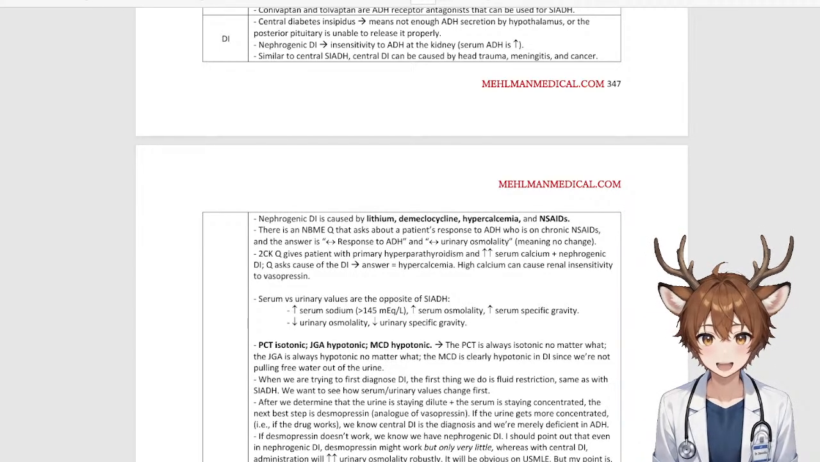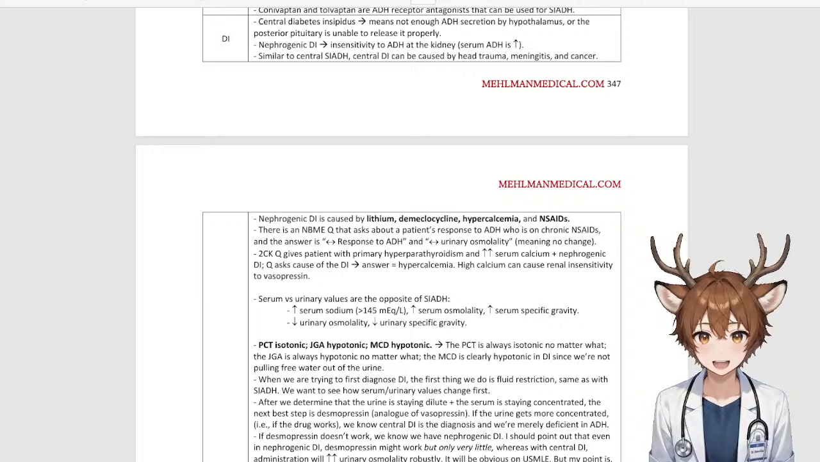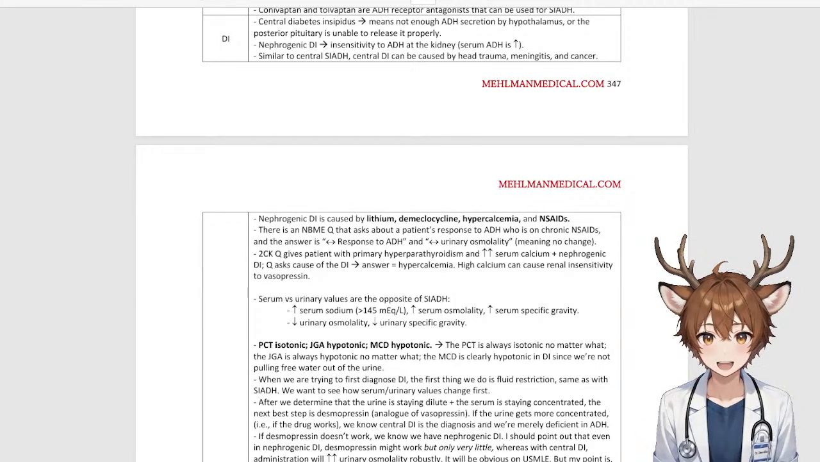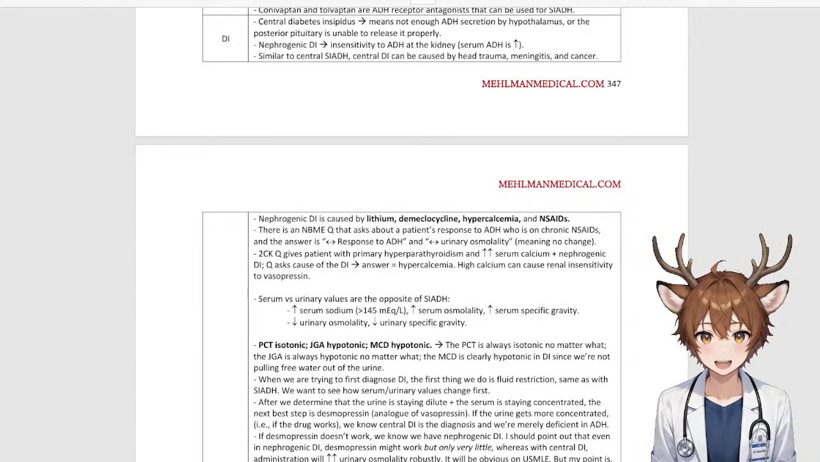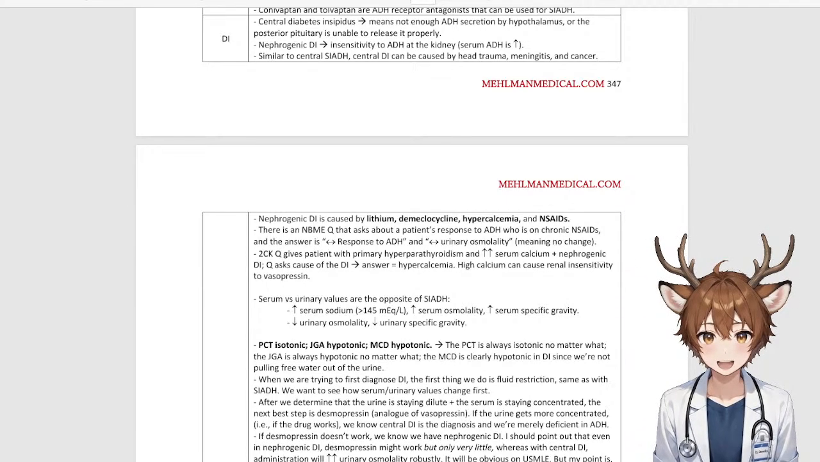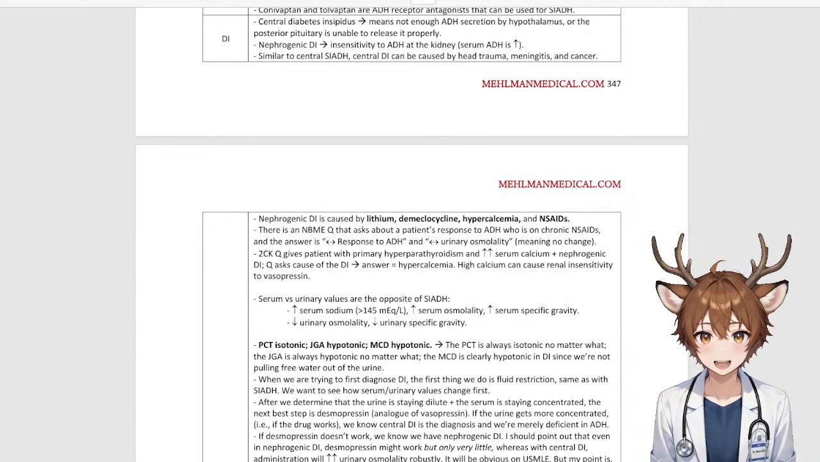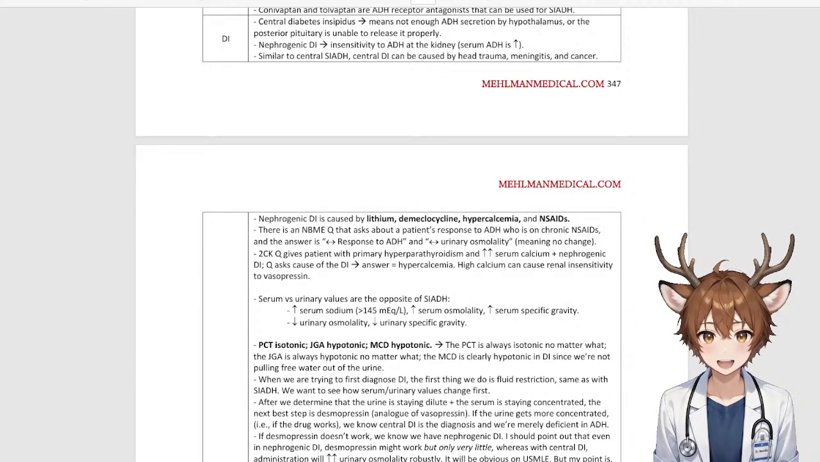So a 2CK question gives you a patient with primary hyperparathyroidism and a significantly elevated serum calcium plus nephrogenic DI. The question asks about the cause of the DI. The answer would be hypercalcemia. High calcium can cause renal insensitivity to vasopressin.